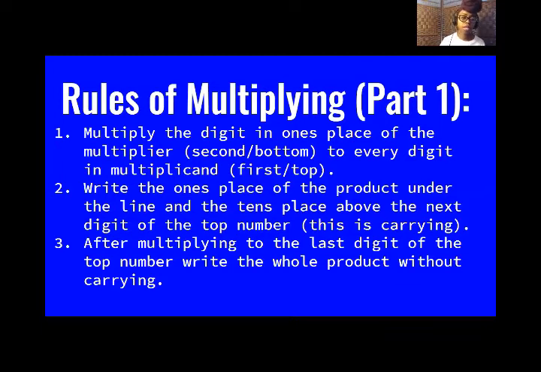Number one says multiply the digit in ones place of the multiplier, the bottom number, to every digit in the multiplicand, the first or top number, okay? Number two, write the ones place of the product under the line, the equal line, and the tens place above the next digit of the top number, which is called carrying, like I was telling you about, multiplying and then carrying the tens digit to the next place value. Three, after multiplying to the last digit of the top number, write the whole product without carrying. So you're going to see what that looks like.